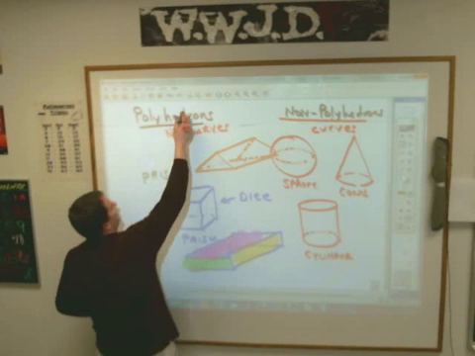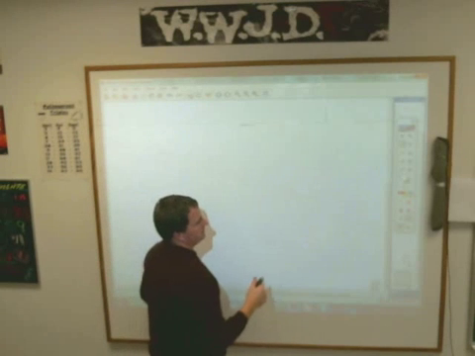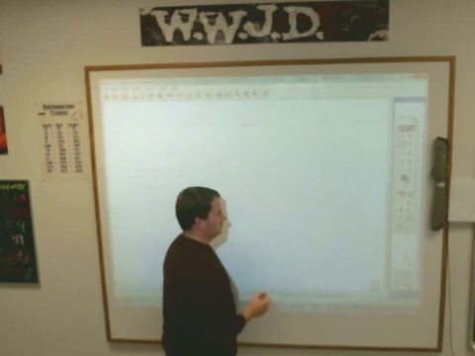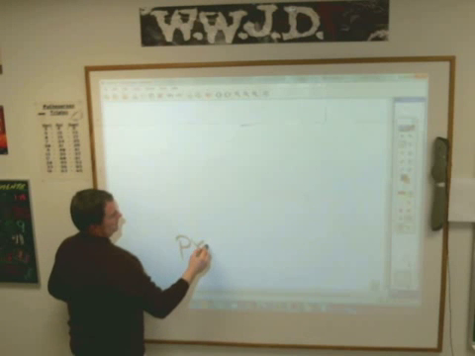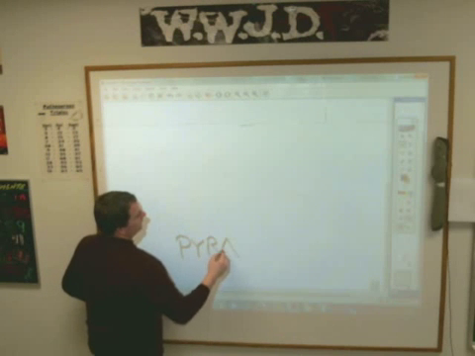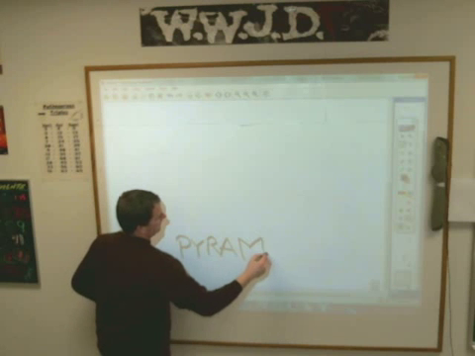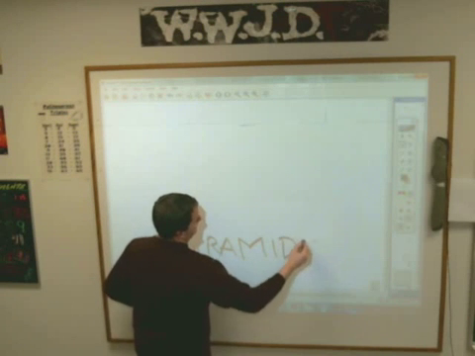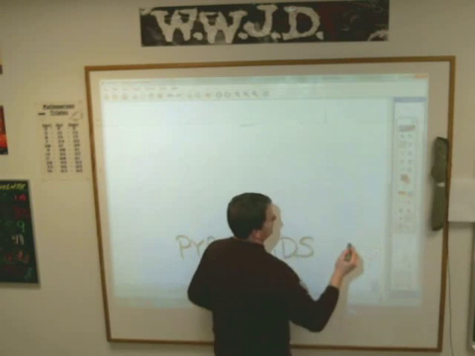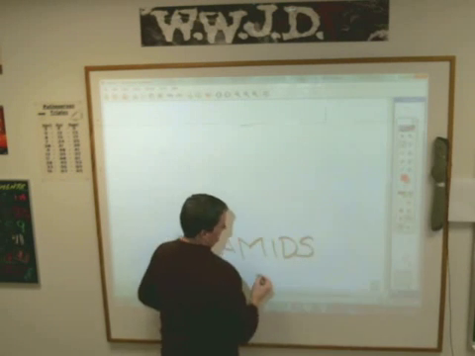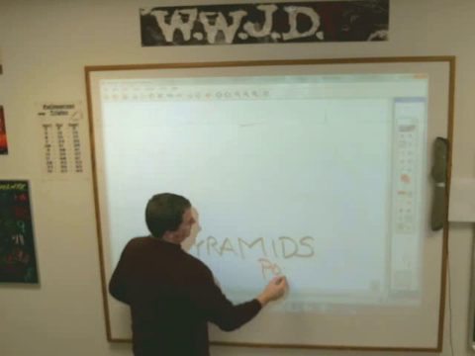And then my last polyhedron, but not least, is my favorite: the pyramids, as in Egypt. These are very easy to draw. You just got to know how to do it. How do you know something's a pyramid? Because it comes to a point.